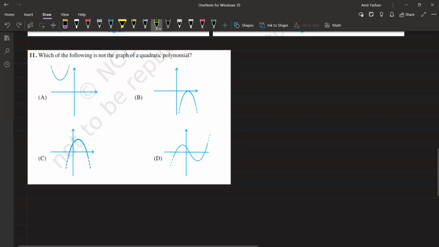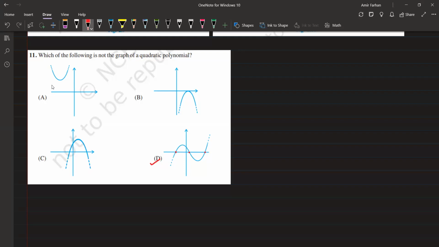So basically, a quadratic polynomial always has a parabolic graph, this is called a parabola. So a parabolic graph will be formed for a quadratic function. Now you can see this function, which has 3 intersection points at the x-axis. So it means this is not a quadratic polynomial.